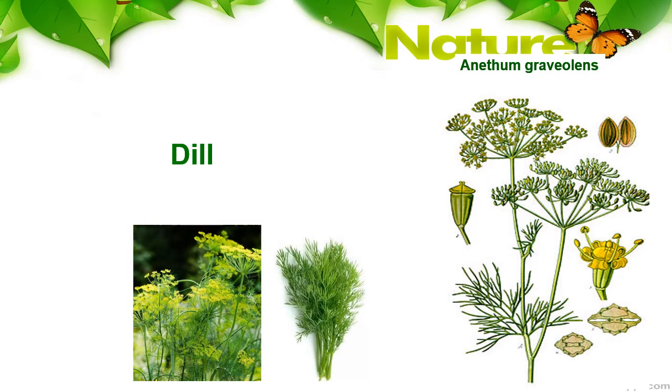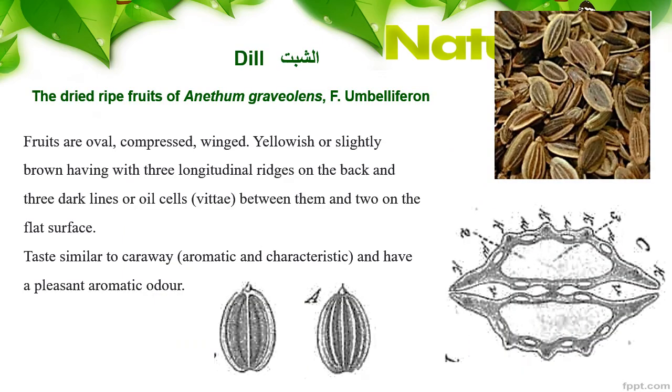Dill fruit, dill, or as it's known in Arabic as shabat, dried fruits of Anethum graveolens, family Umbelliferae. This is the shape of the dill fruit, characterized by the two lateral primary ridges extending as wings. You have a winged structure. This is a diagram of the sector of dill with the 2 lateral primary ridges extended into wings.